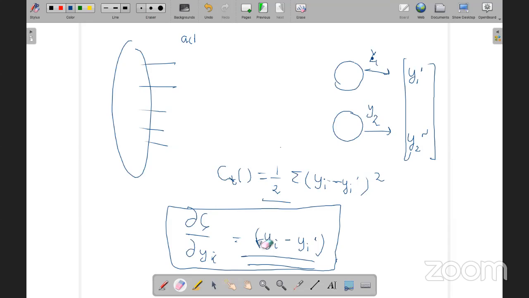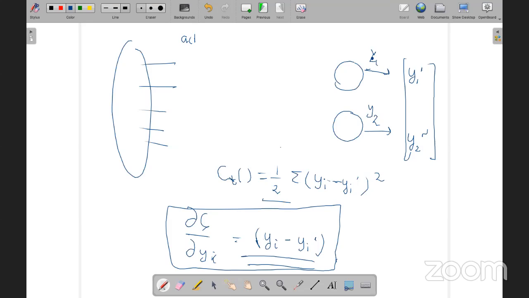It's just this: yi minus yi prime. This is the expected value, and this is the predicted output that the network gave. We subtract them and we get this. So this is what dC by dyi is, and you calculate this thing.